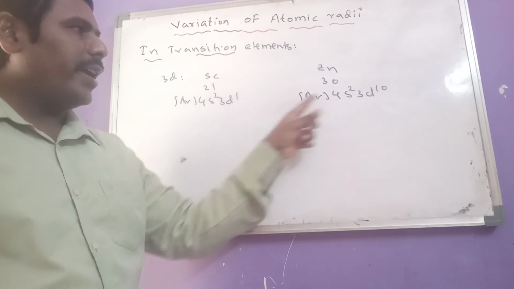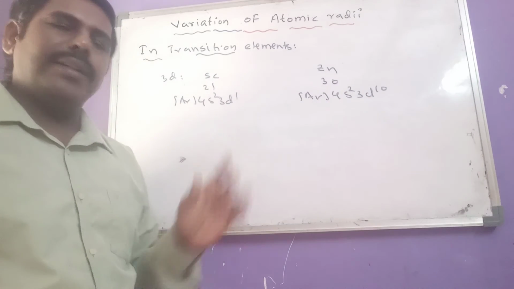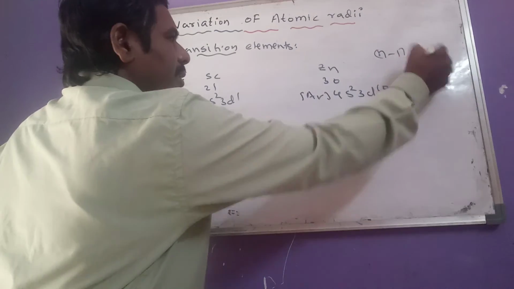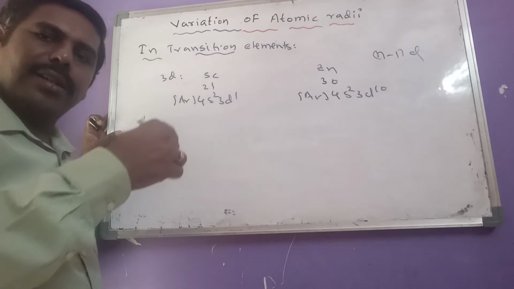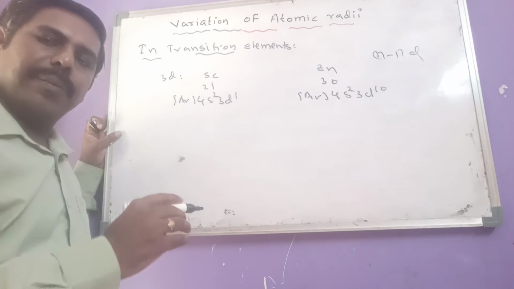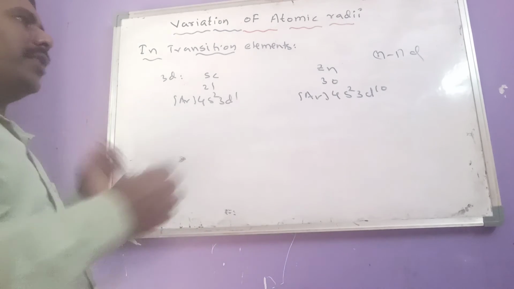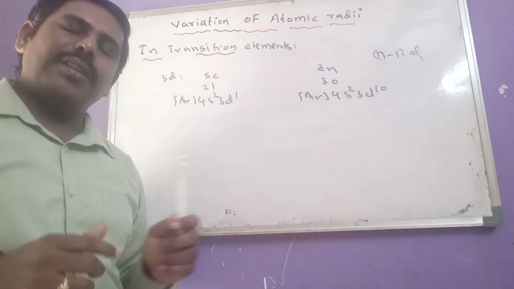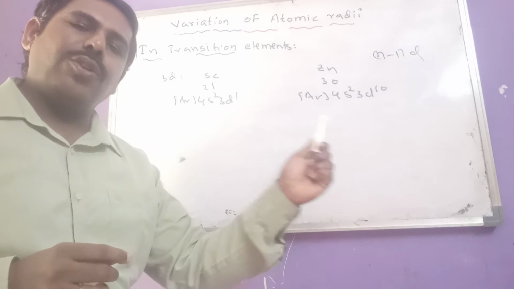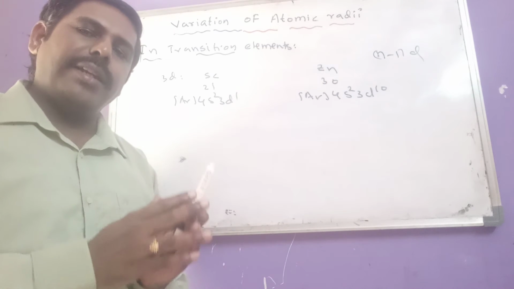The differentiating electron enters the n minus 1 d subshell. So electrons are entering the inner orbital or inner orbit. So there is no chance of increasing atomic size. Of course, in a period we know that atomic size decreases.